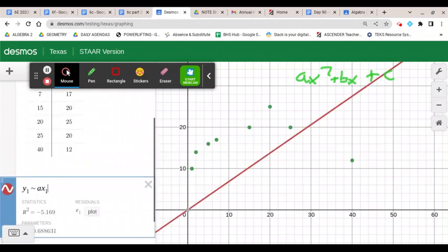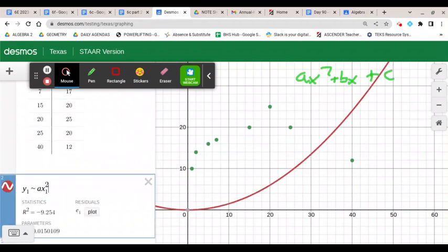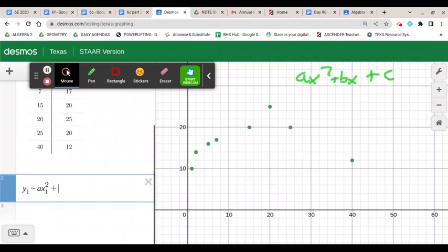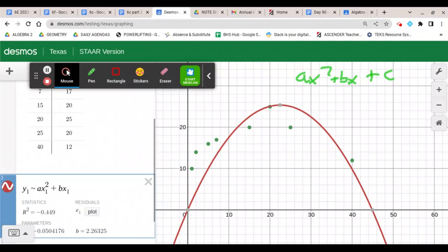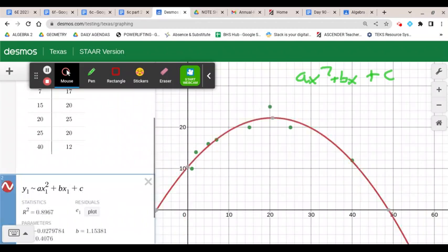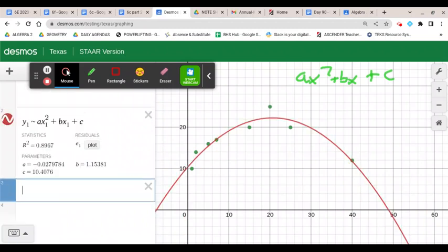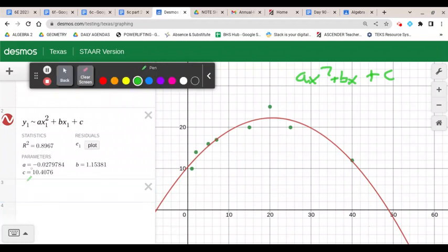So we have ax1 squared plus bx1 plus c. So we have ax squared plus bx plus c. Now we have a quadratic regression that goes through this. It's much cleaner. And it gives us an a, b, and c.